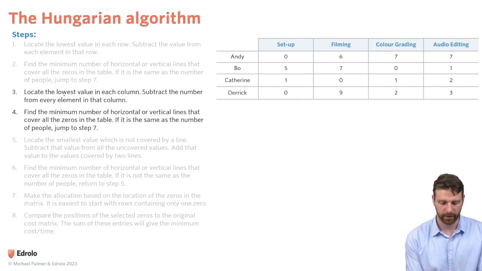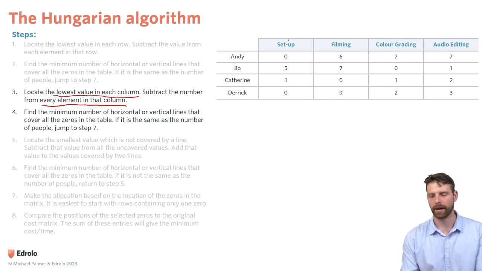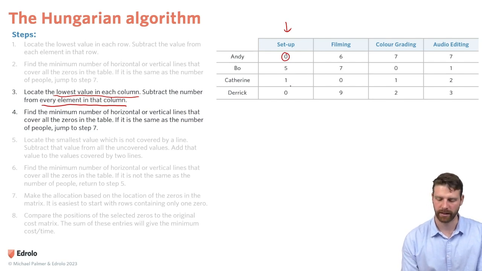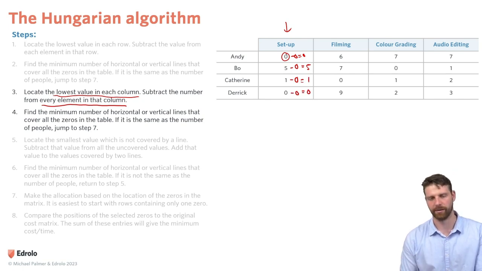Step 3 says to locate the lowest value in each column and subtract that number from every element in that column. Okay, so looking at the columns, setup, filming, color grading, and audio editing. In setup, the lowest value is a 0. And if I take that value away from all the other values in that column, then nothing really happens. 0 minus 0 is 0. 5 minus 0 is 5. 1 minus 0 is 1. And 0 minus 0 is 0. So that column doesn't change. And when the lowest value is a 0, that's going to happen every time.